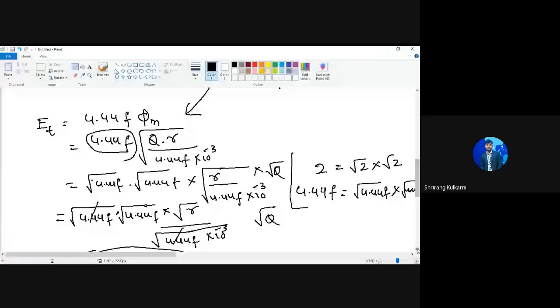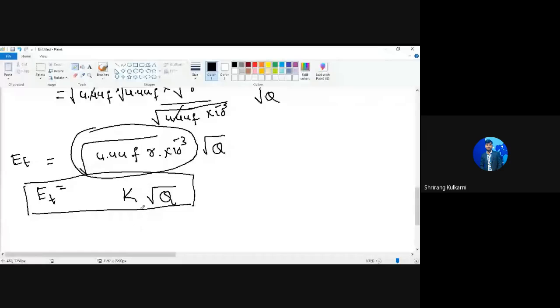So we have got K in terms of this, ET in terms of q. That much we have written. It is the output equation. It is the last equation. So this much we have to do if they ask in examination.